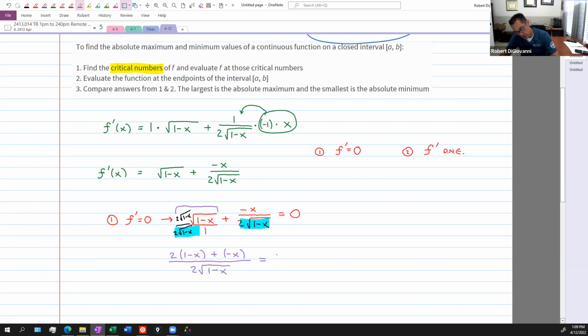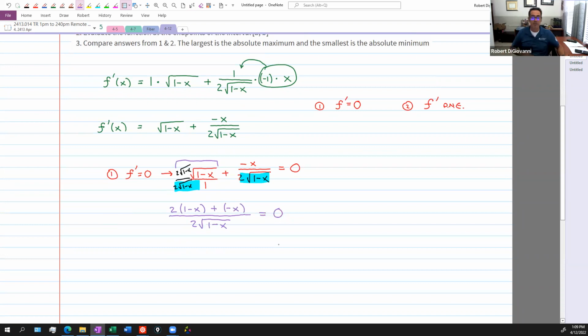Now that, I want to know when that's equal to 0. Any questions? Distribute the 2. So that would give me a 2, then a minus 2x, and then we'll have another minus x. So wouldn't that be a minus 3x on top? All over 2 square root of 1 minus x equals 0.